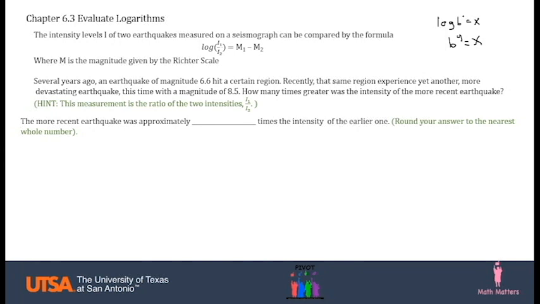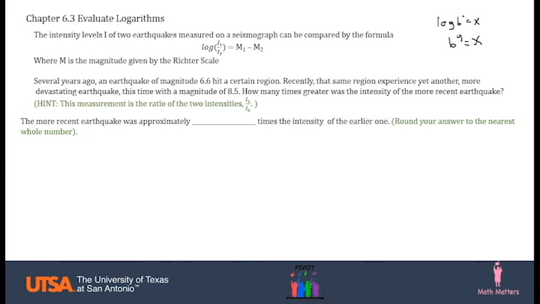In this video, we are going to evaluate logarithms. The question states the intensity levels I of two earthquakes measured on a seismograph can be compared by the formula log of I1 over I2 equals M1 minus M2, where M is the magnitude given by the Richter scale.